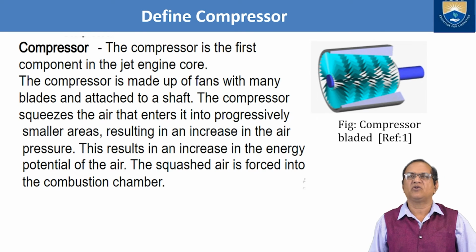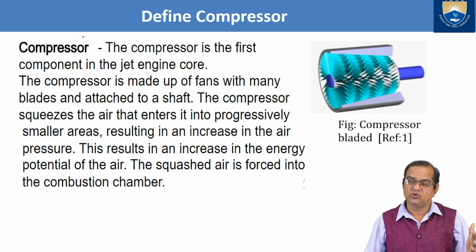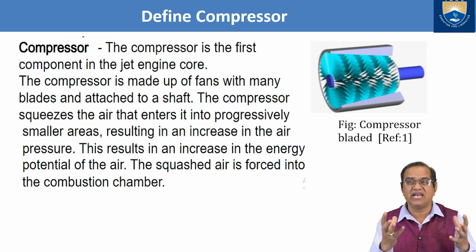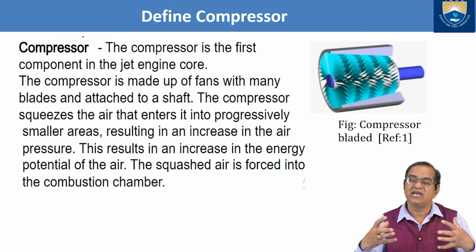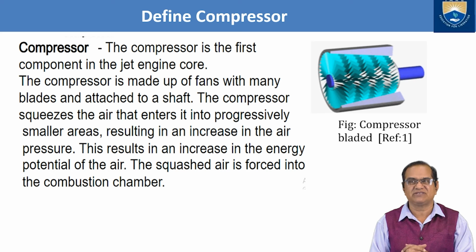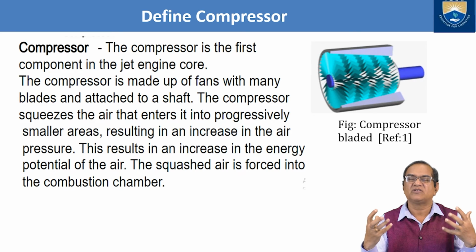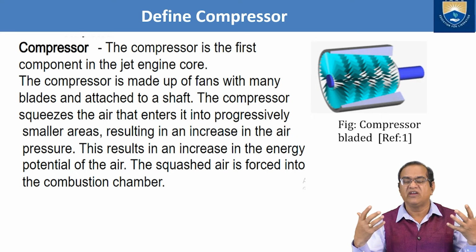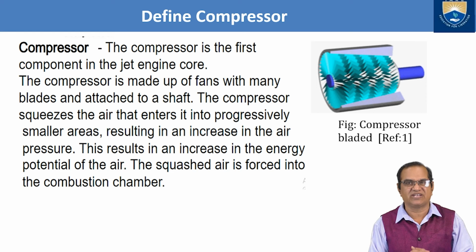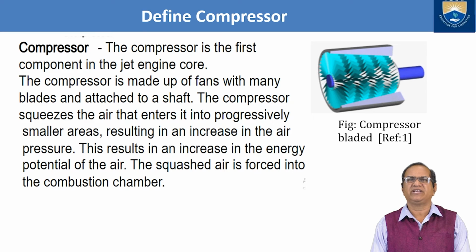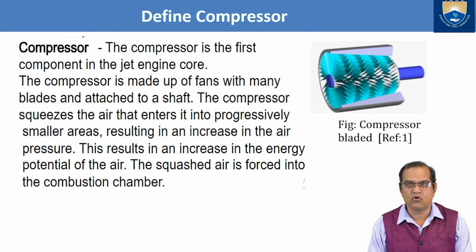Now I will talk about the compressor. And what is the compressor? It is used for compressing the air which is entering. Air is nearly atmospheric, but we need a high pressure to enter the combustion chamber for burning of the fuel in a good way, and the efficiency of the aircraft has to increase. So the compressor is the first component in the jet engine core.